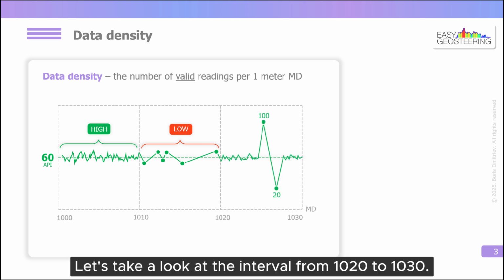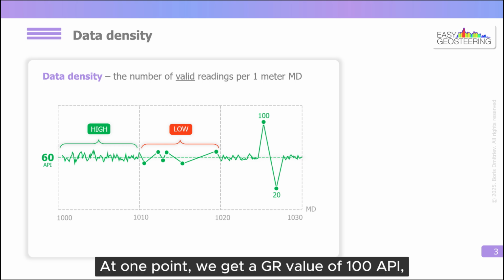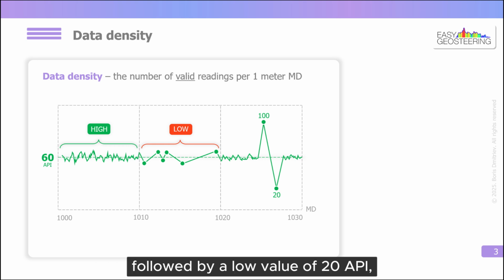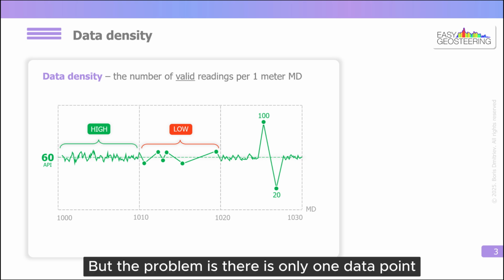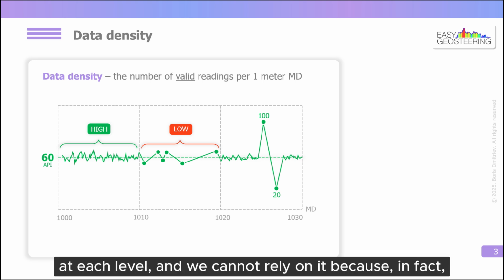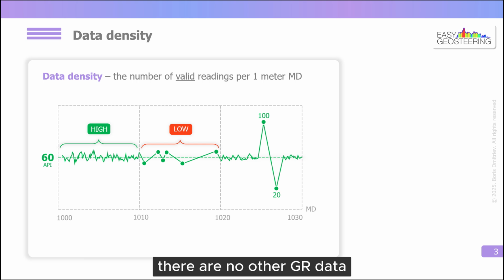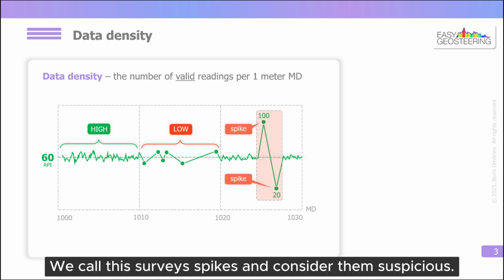Let's take a look at the interval from 1020 to 1030. At one point we get a gamma ray value of 100 API, followed by a low value of 20 API, which might be interpreted as a shale and a hard carbonate layer respectively. But the problem is there is only one data point at each level, and we cannot rely on it because in fact there are no other gamma ray data in the entire highlighted interval. We call these surveys spikes and consider them suspicious.